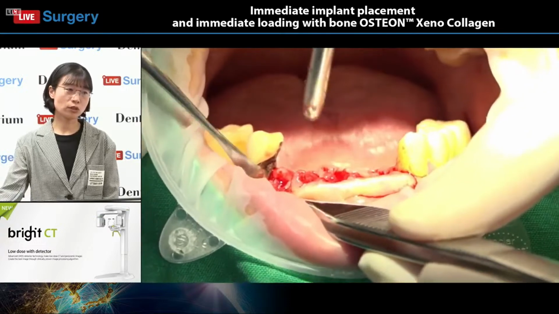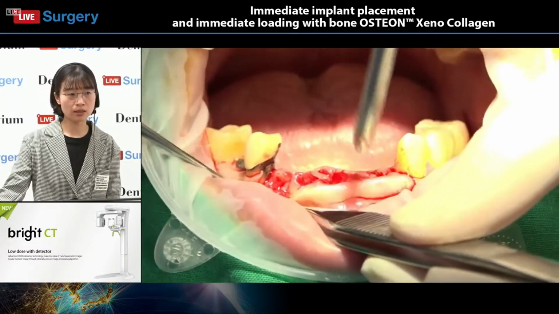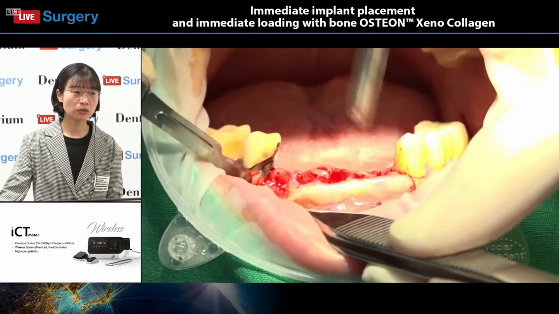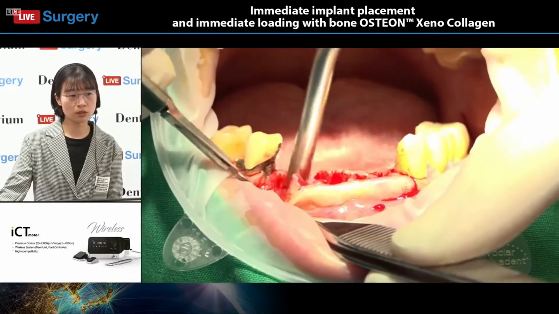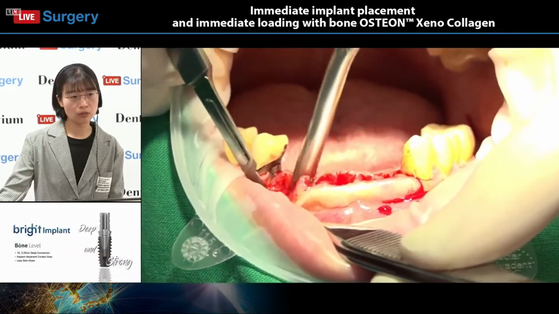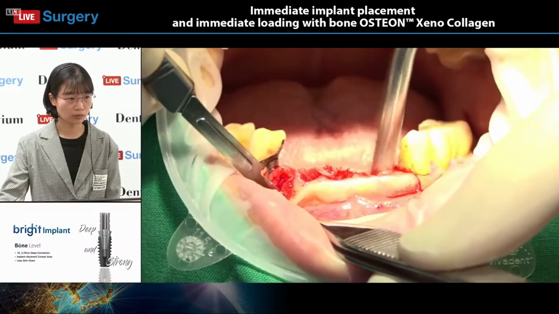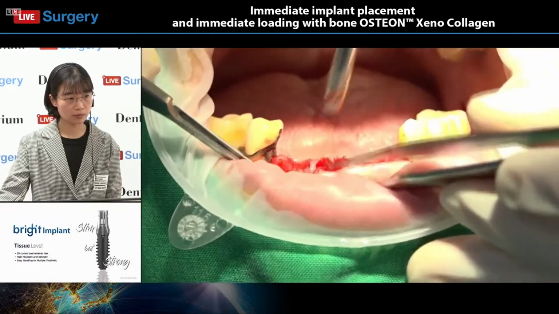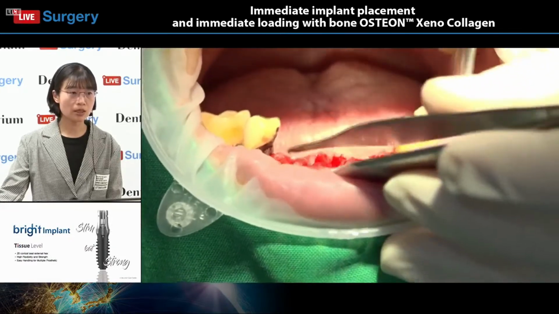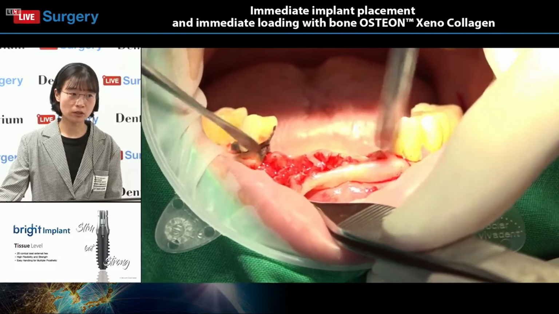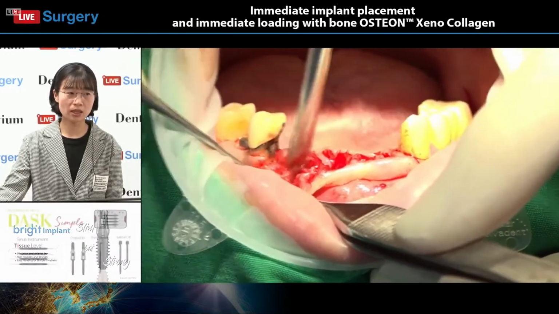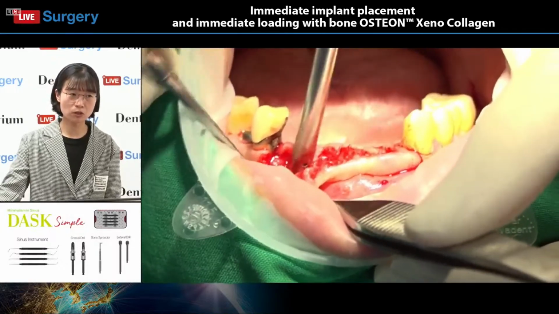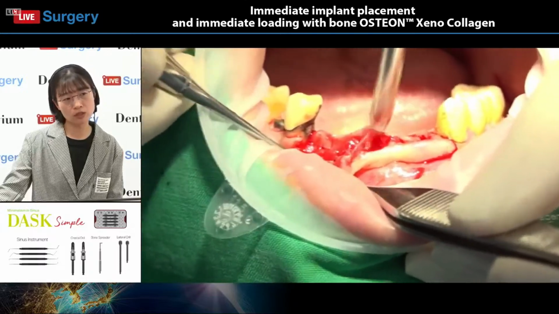So we can see much granulation tissue because it had severe inflammation for a long time. So now it is a chronic condition with chronic inflammation. In chronic inflammation conditions like these, we can think that it is possible to place an implant immediately after the tooth extraction with severe inflammation.